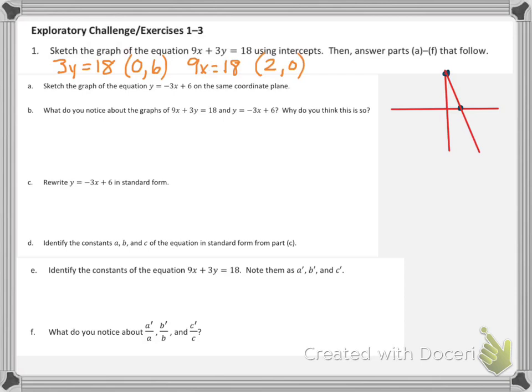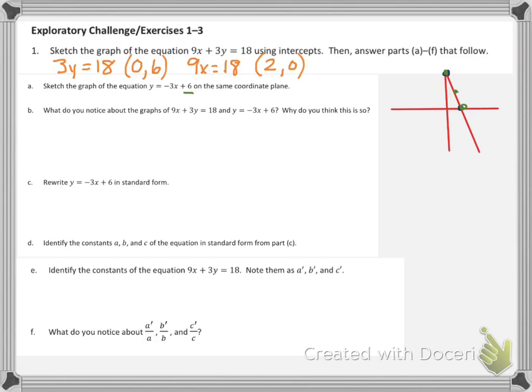Part A, sketch the graph of the equation y equals negative 3x plus 6 on the same coordinate plane. Well, I can do that. That means my y-intercept is 6, so I'm going to cross at positive 6. That's that point. And the slope is negative 3, that means down 3, right 1. Down 3, right 1 is here. Down another 3, right 1 is there. And what do I get? Well, I get the same line.